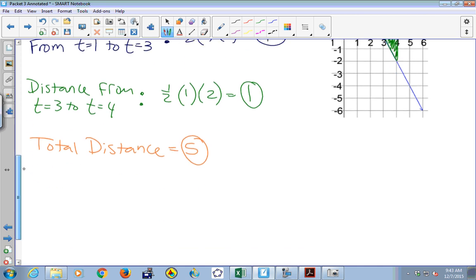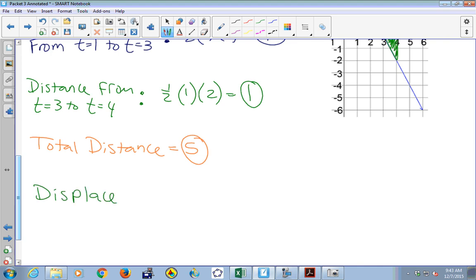So distance that's under the x-axis, negative velocity, moves backwards. So we consider that to have negative area, right? So for displacement, we would say we went 4 in the forwards direction and then 1 in the backwards direction. That's -1. So my total displacement here is 3 units.